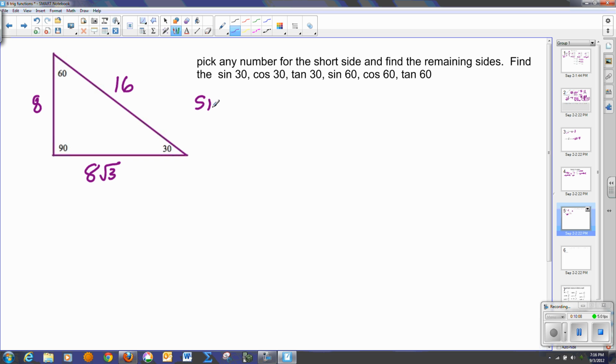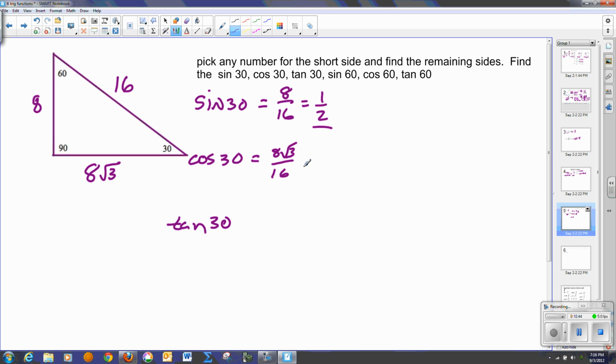I'm going to find the sine of 30, cosine of 30, and the tangent of 30. So sine of 30 is equal to the opposite over the hypotenuse. The opposite is 8. Hypotenuse is 16, which reduces to a half. And if you've done your calculation, my guess is you got a half as well. Cosine is equal to the adjacent over the hypotenuse. So that's 8 root 3 over 16, which is equal to root 3 over 2.